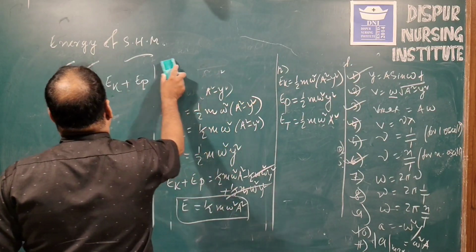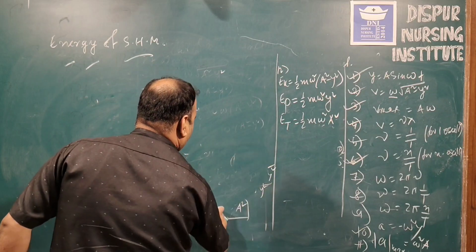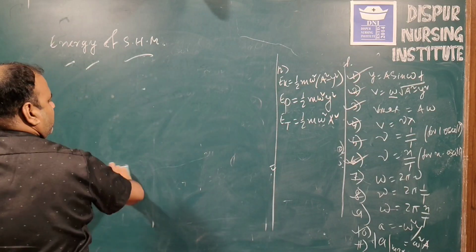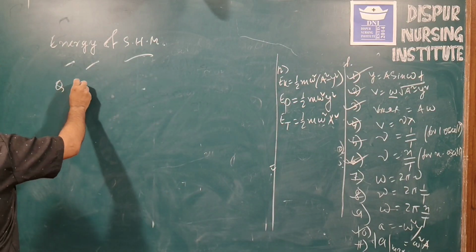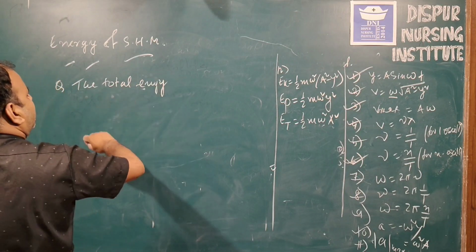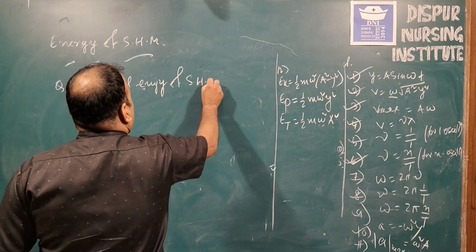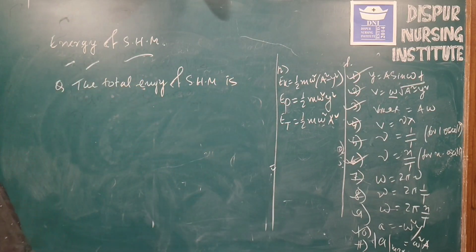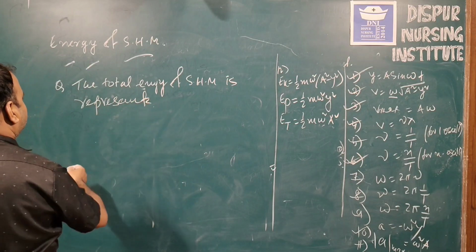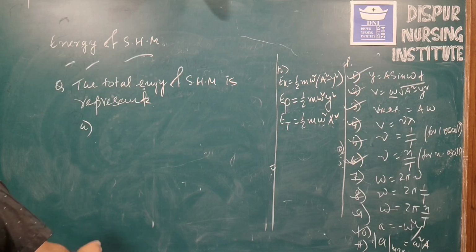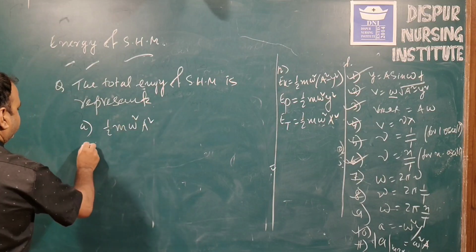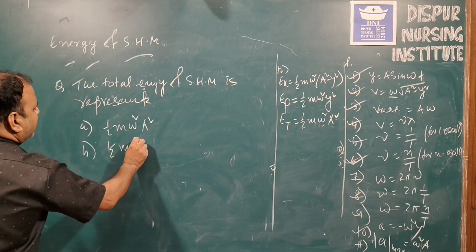So the question may be given like this: which of the following is the correct option for the total energy of simple harmonic motion? Otherwise the question will be given like this: the total energy of simple harmonic motion is represented by option A, suppose half m omega square a square. B, it will be half m omega square y square.